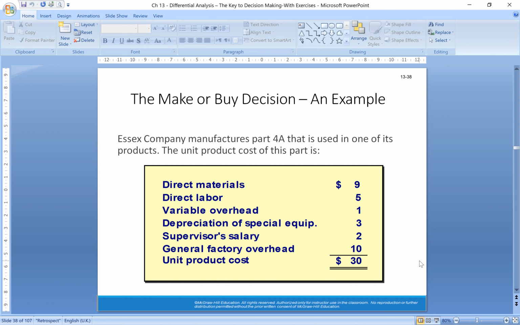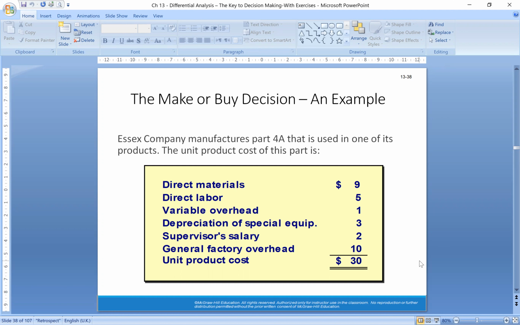The make or buy decision, an example. Essex company manufactures part 4A. We do have a part included in our product called 4A that is used in one of its products. The unit product cost for this part is materials, labor, overhead. Does that mean making inside or buying from outside?